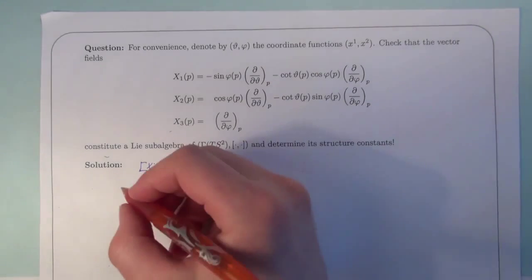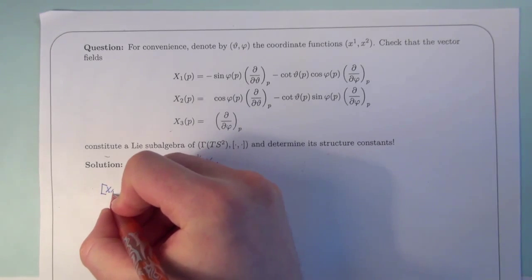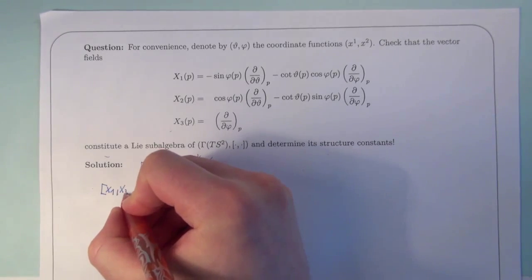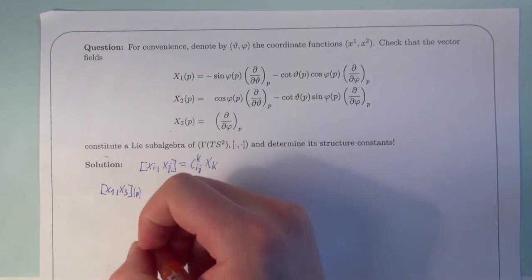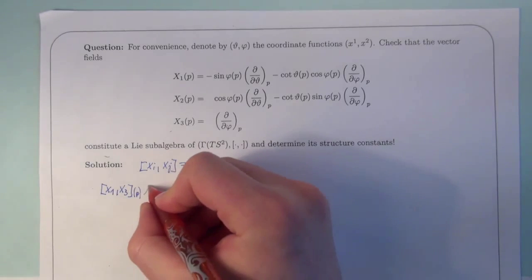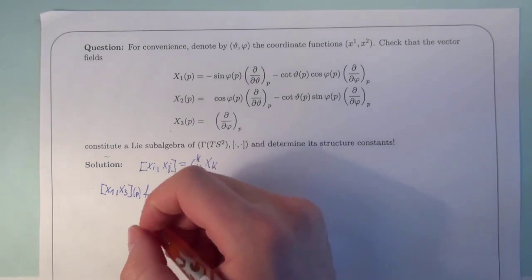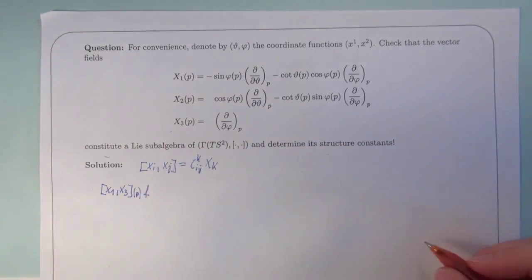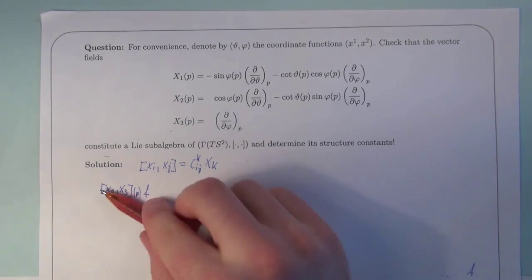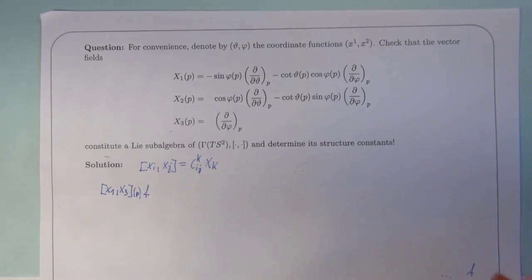We start with the first bracket. We just take x1, x3, evaluate at some point, then we have a vector, and if we have a vector, we can act with it on a function f, and this we just do in order to not forget any terms. Afterwards, we will see that the function f pulls out, and all the equation holds just for the x1, x3.